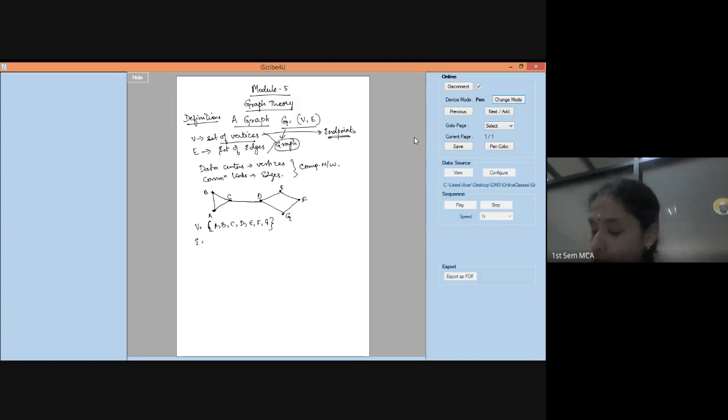And we also have edges. If you look here, AB is an edge, BC is an edge, AC is an edge, CD is an edge, DE is an edge, EF is an edge, FG is an edge, DG is an edge. Now this is a simple example of a simple graph. This is how we define a graph and how we represent a graph.